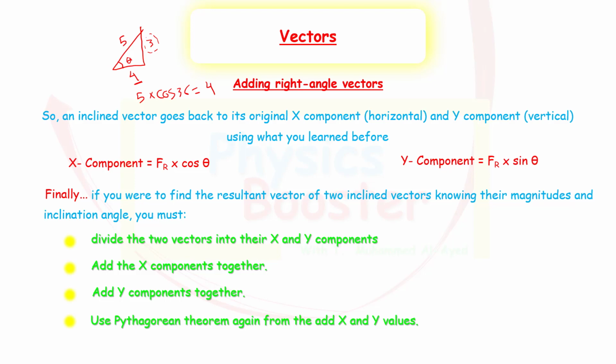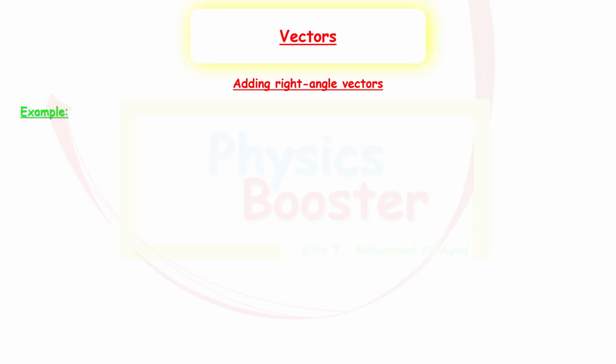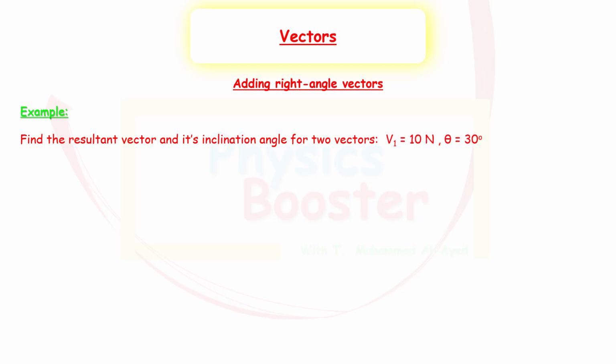Then it's like I went back to having two vectors with a right angle between them, and I will just use the Pythagorean theorem. Everything using an example will become much easier. So let's look at this example. Now, if I ask you to find the resultant vector and the inclination angle for these two vectors, the first vector is equal to 10 newtons and it has an inclination angle equal to 30 degrees. And the second vector is equal to 20 newtons and it has an inclination angle equal to 45 degrees.